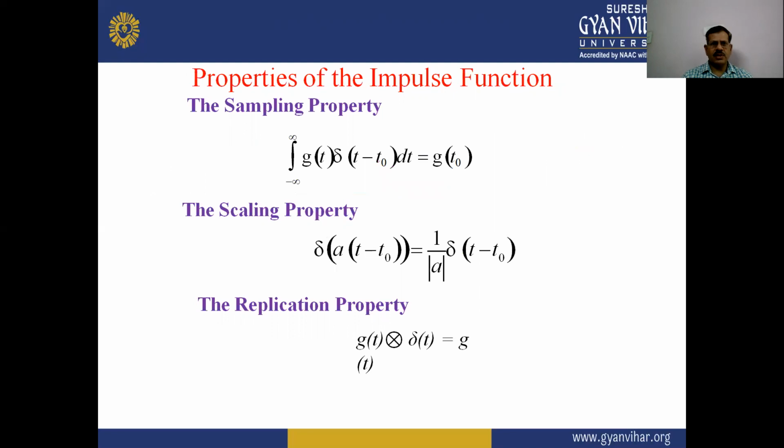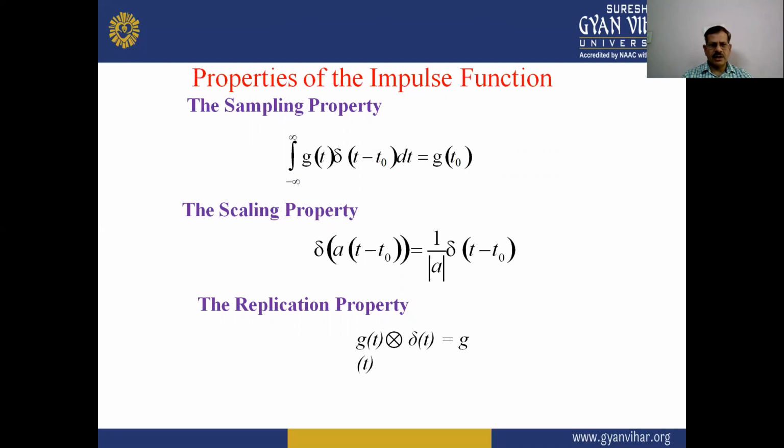What are the properties of the impulse function? First is the sampling property. In the sampling property, we integrate g(t) delta(t minus t0) dt from minus infinity to infinity with respect to time, and this will be equal to g(t0). And the scaling property: delta(a t minus t0) equals 1 upon modulus of a times delta(t minus t0/a).